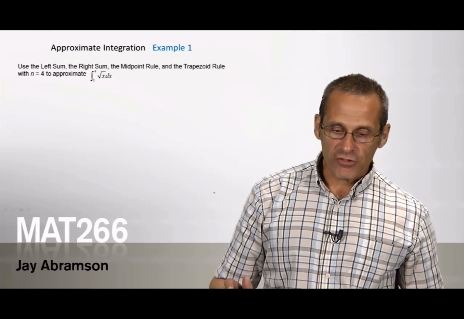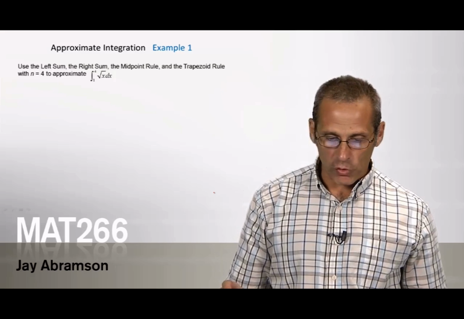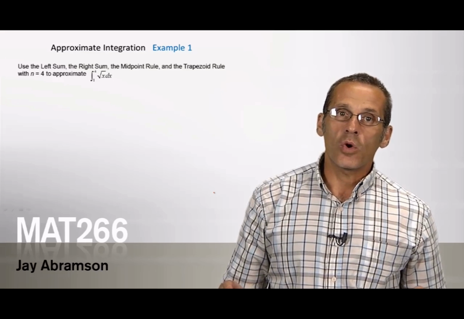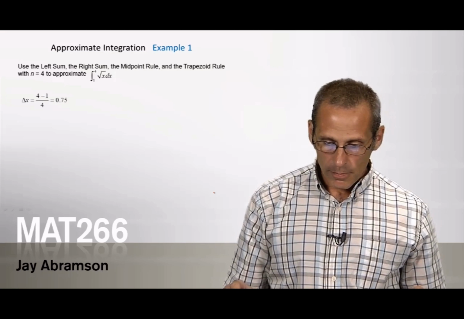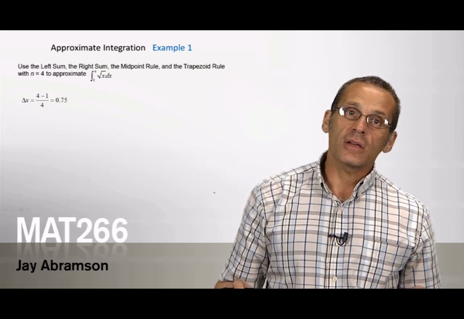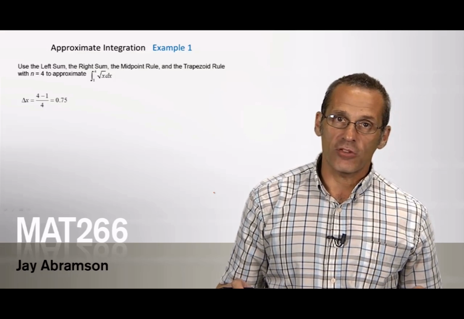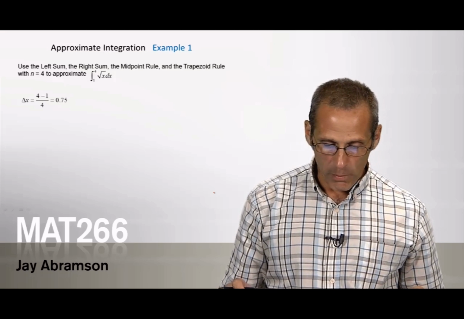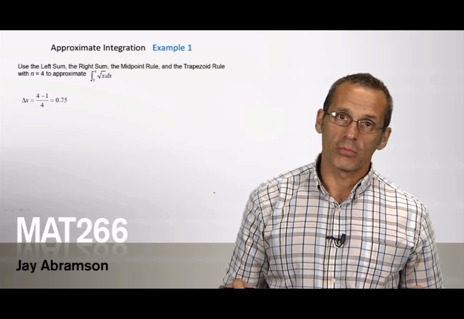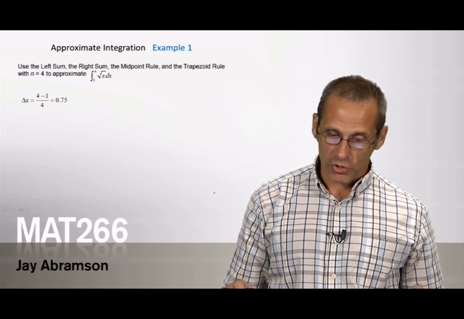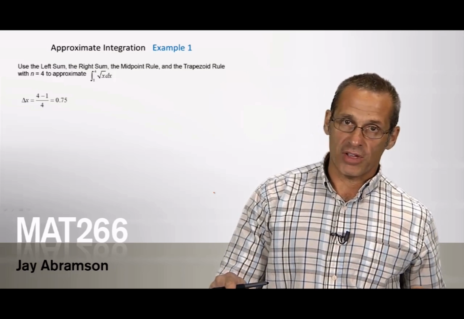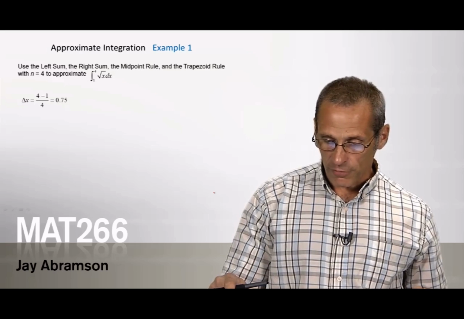So let us use the left sum, right sum, midpoint rule and trapezoid rule to approximate, where n is 4, the definite integral from 1 to 4 of the square root of x dx. First, let's find the value of delta x. Well, that's b minus a over n. 4 minus 1 over 4 is 3/4, 0.75. We will use this delta x as 0.75 in each of these 4 calculations.